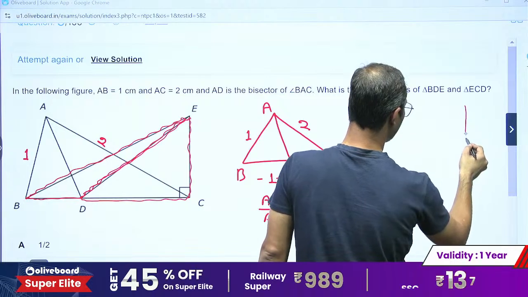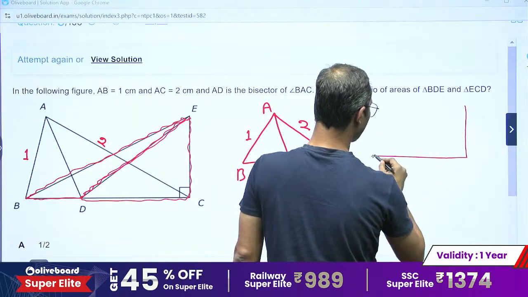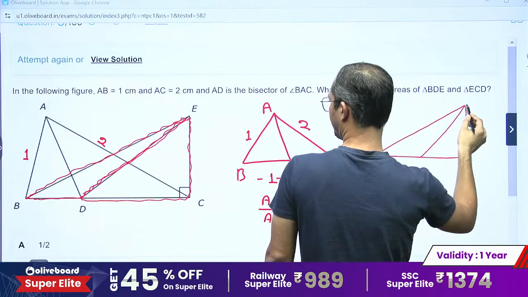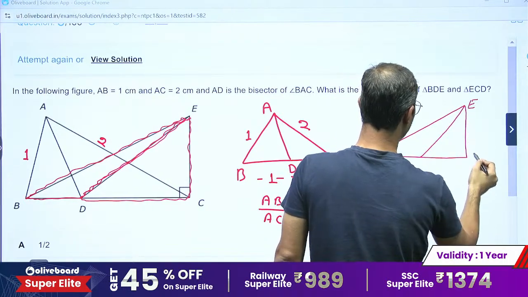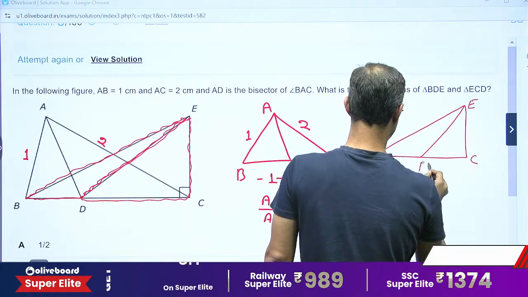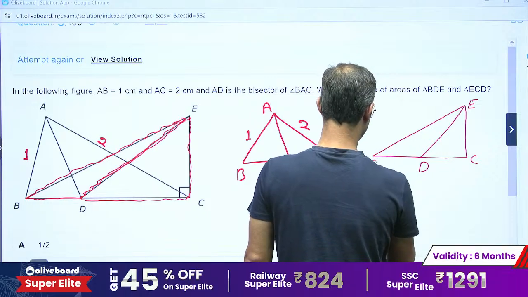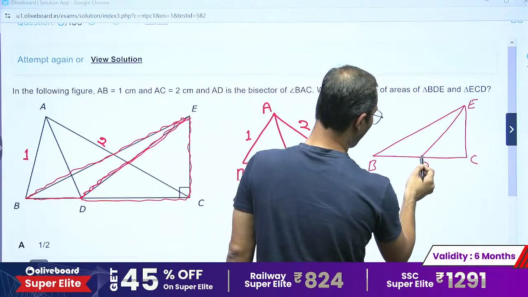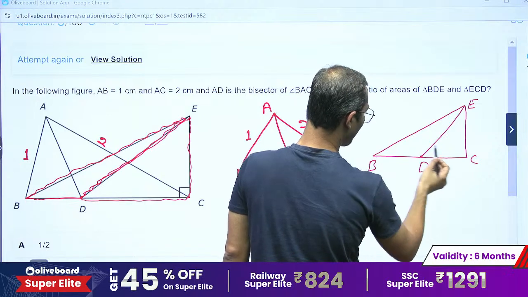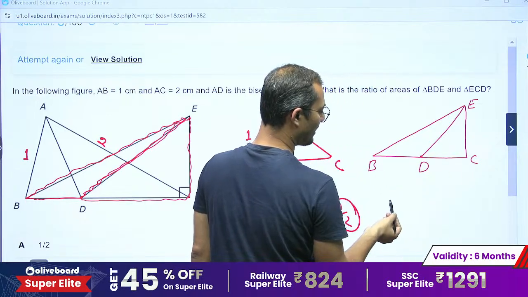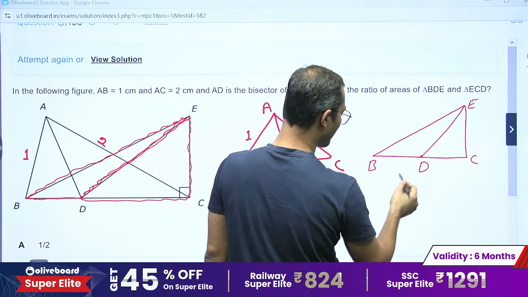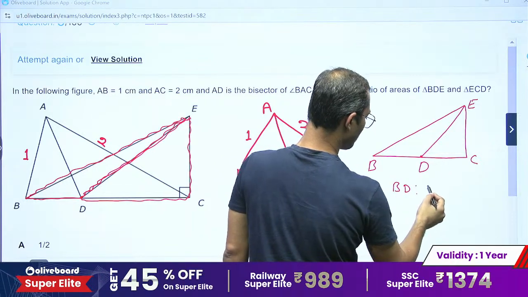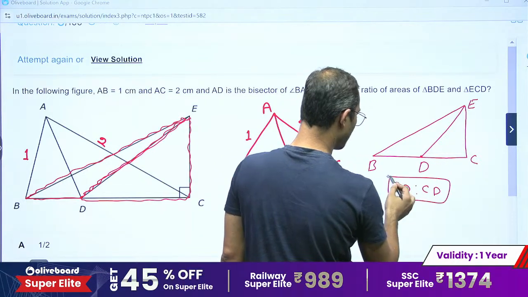बात समझ में आ रही है? See, this is the right angle triangle. If I say E, C, D and B, right? Clear? So we can say that the height for both triangles is the same, right? So their areas will be in the ratio of BD is to CD, right?